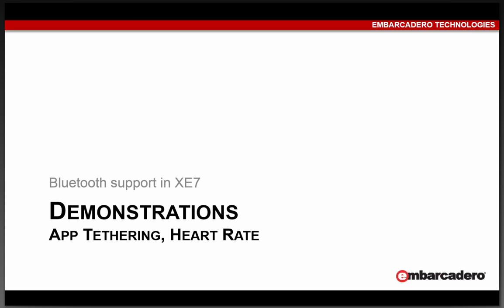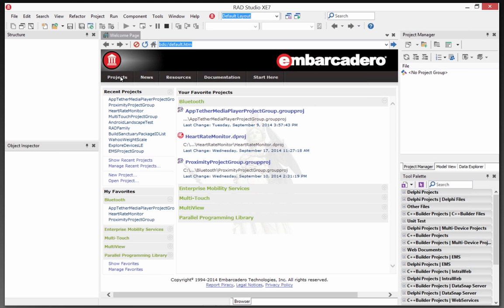The first will be app tethering, which was introduced in XE6 using network connection, now supporting Bluetooth. And then we'll take a look at a heart rate example that uses Bluetooth LE and a heart rate monitor that I'm wearing. So I'm in the IDE, and I'm going to open up one of the samples. And I should say that all of the samples I'm using ship with both RAD Studio and with AppMethod.